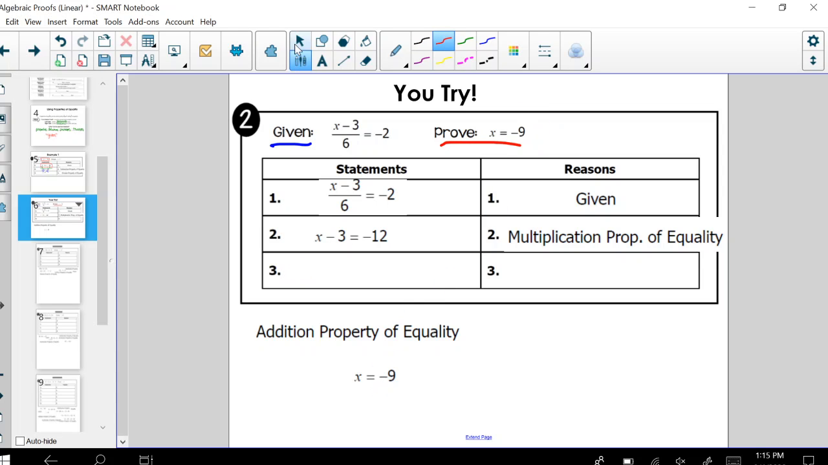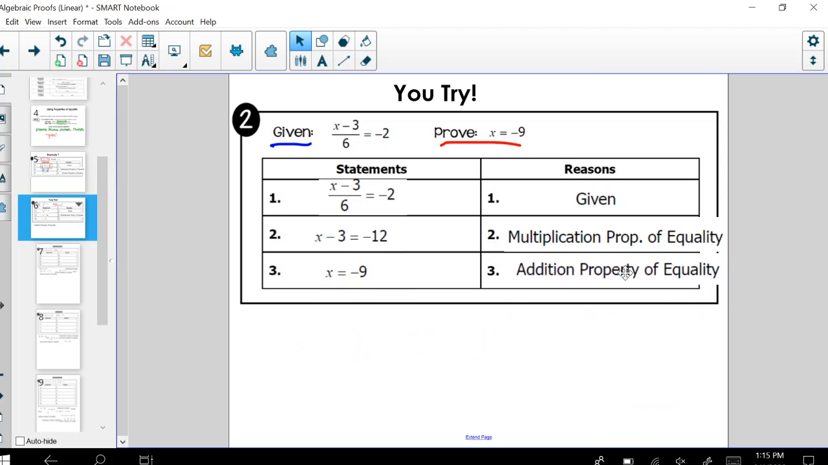So here I've proven that x equals negative 9 by adding 3 to both sides. That's going to be my addition property of equality. Okay, so the stuff on the left here, this actual solving these linear equations, should be something that we know how to do. We reviewed it a lot at the beginning of the year. You should have done a lot of it in Algebra 1. This is the only new part that we're looking at, those statements or reasons.